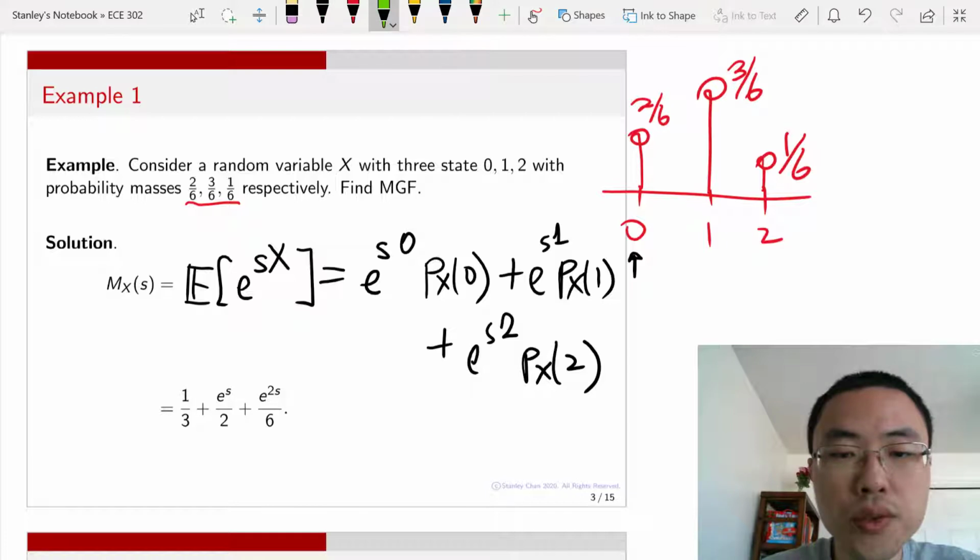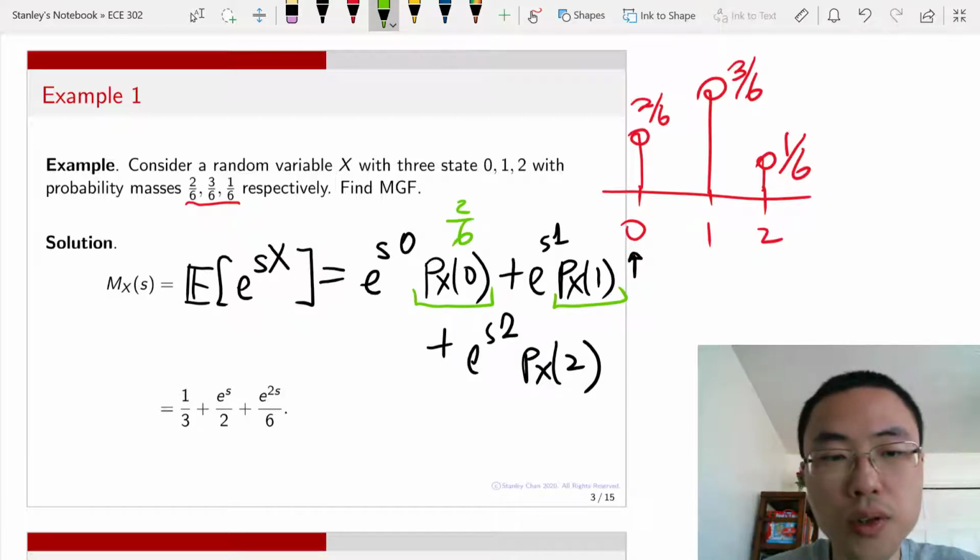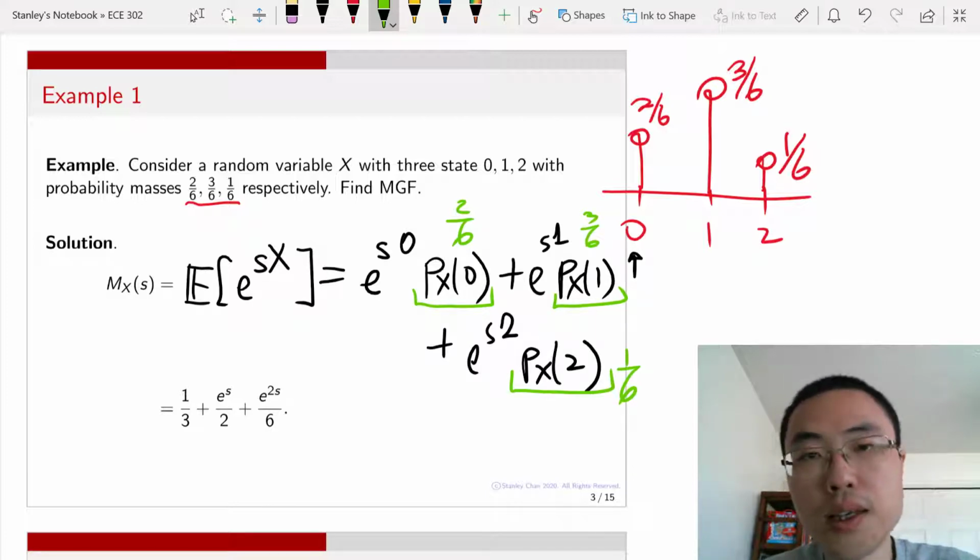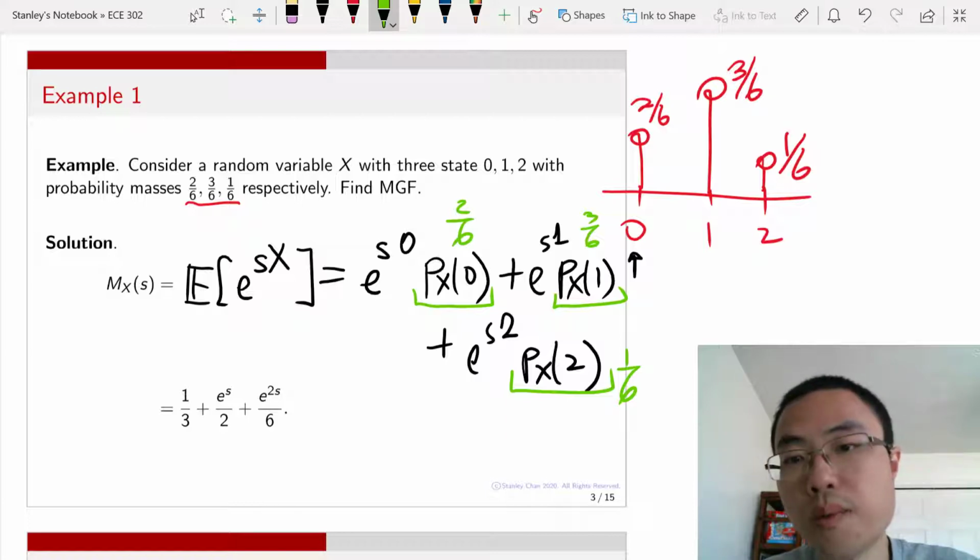So what are the values? Well, this one is of course 2 over 6. This number is 3 over 6. And this number is 1 over 6. So these are the values of your probability masses, which is this, and that.